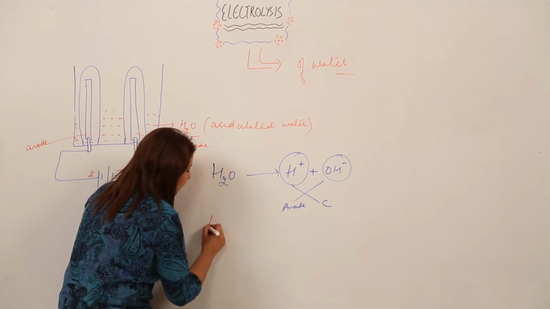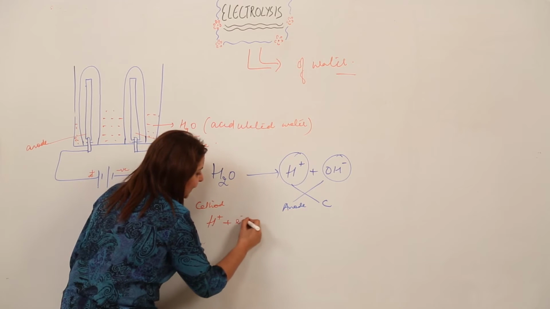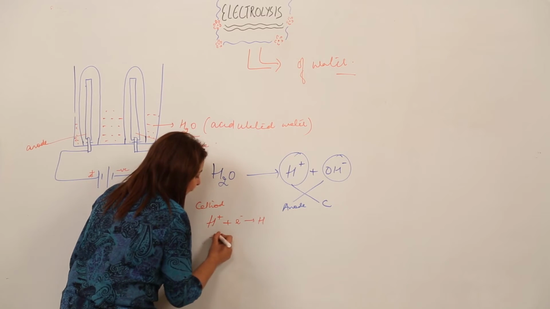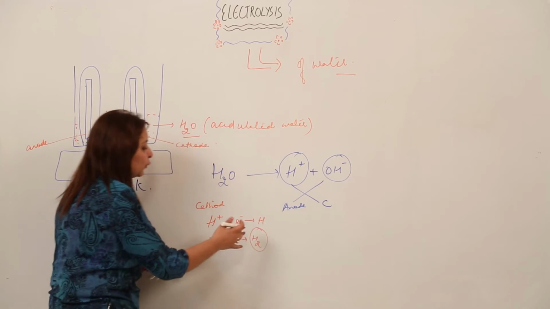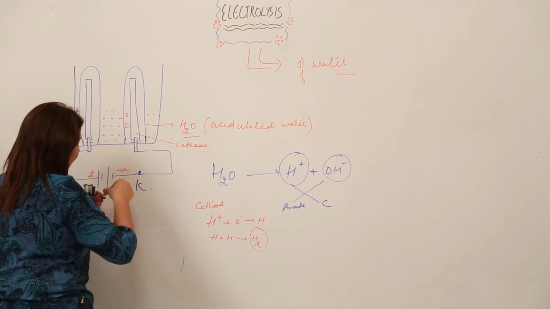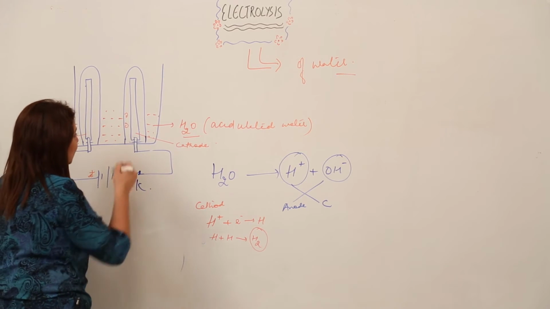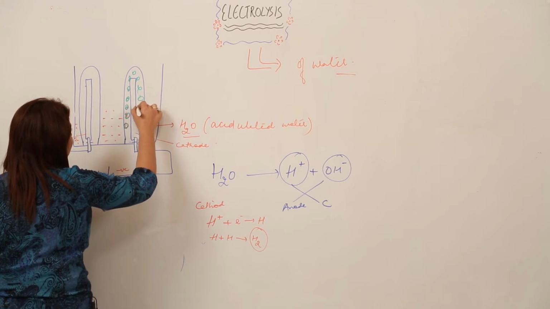So what is going to happen at cathode? This hydrogen ion will gain an electron forming H. As we know, H does not exist like this, so it will exist as H2. So what will we get to see? We will see H2 gas bubbling. I will just mark it with green to make it clearer. H2 gas bubbling at cathode, right?